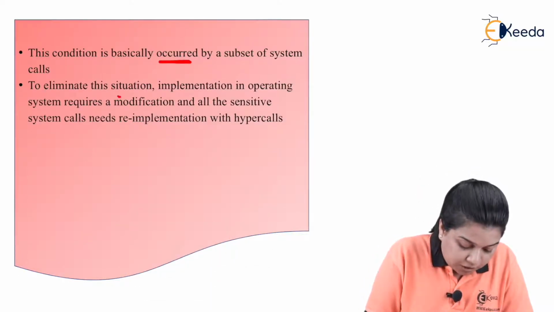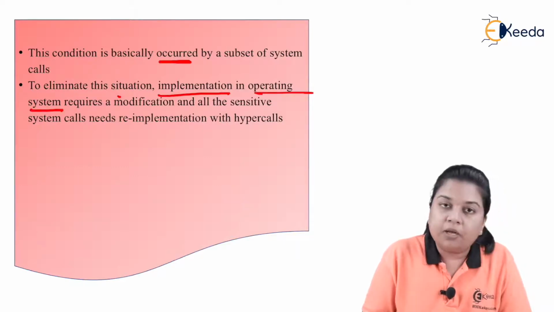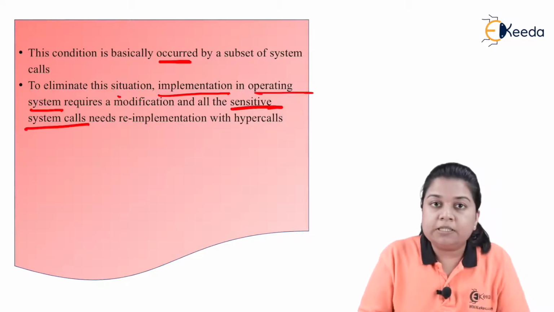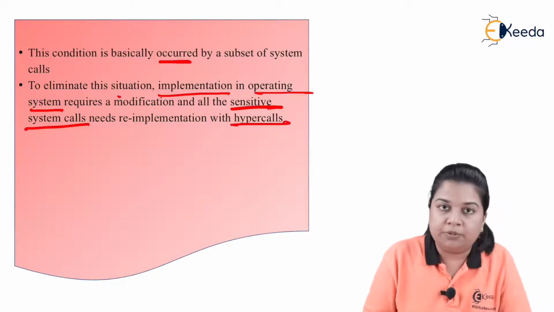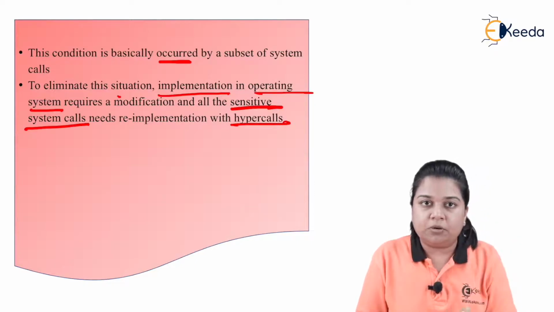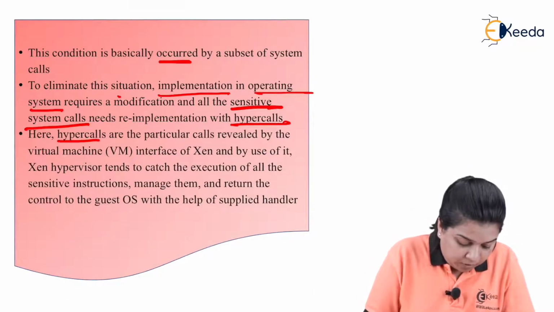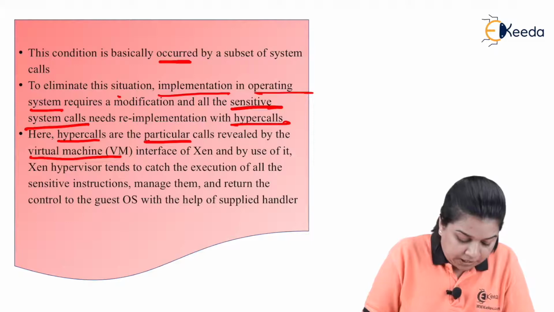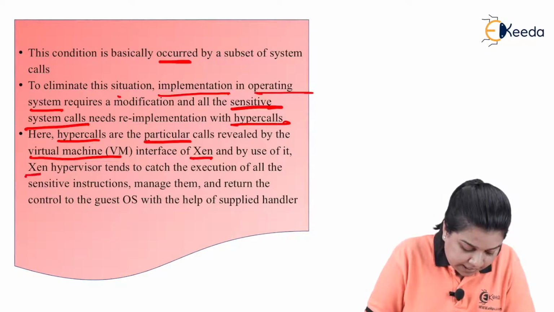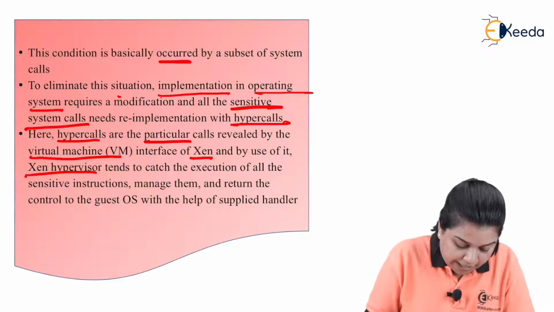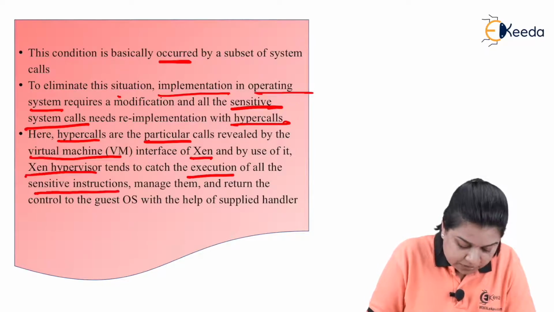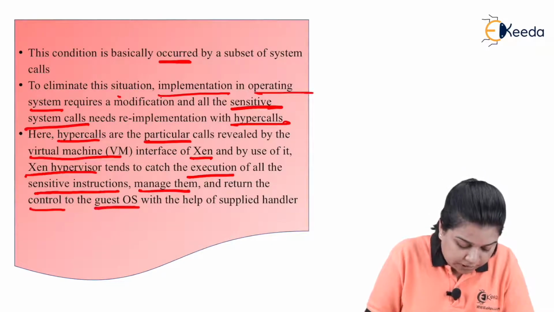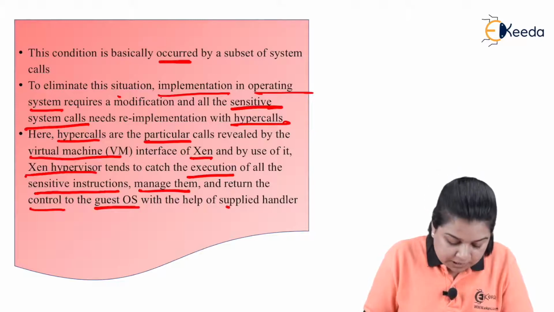To eliminate the situation, the implementation in the operating system requires a modification, and all the sensitive system calls need re-implementation with hypercalls. Hypercalls, that means hypervisor calls. Here, hypercalls are the particular calls revealed by the virtual machine, or we could say VM, interface of Xen, and by use of it, the Xen hypervisor tends to catch the execution of all the sensitive instructions, then manage them and return the control to the guest operating system with the help of a supplied handler.